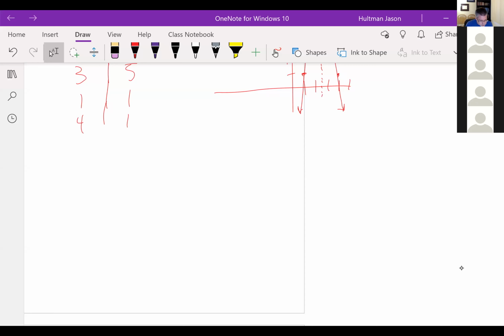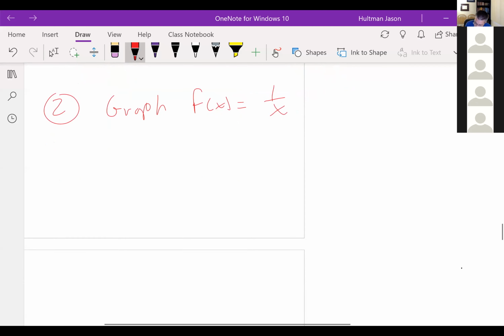Okay, what do I want to do? I don't care about that. I don't care about you. I don't care about you either. Ooh, let's graph this guy. Let's do number 2 here. Let's graph f of x equals 1 over x. What's that going to look like?